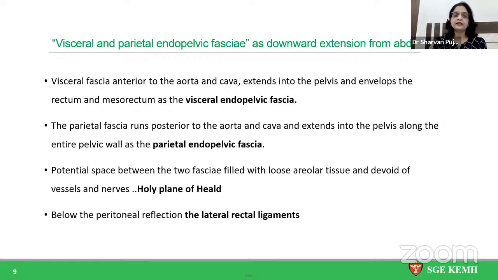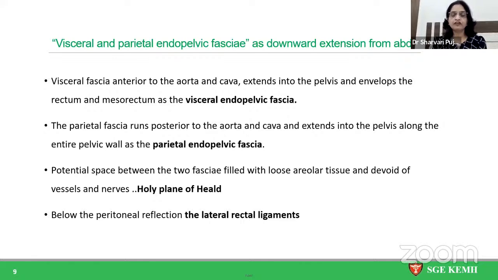So there is a potential space which lies in between these two fascia, which is devoid of any neurovascular tissue and is only filled with loose areolar tissue. This is the important plane described as the holy plane of Heald, which is of the utmost importance in total mesorectal excision.